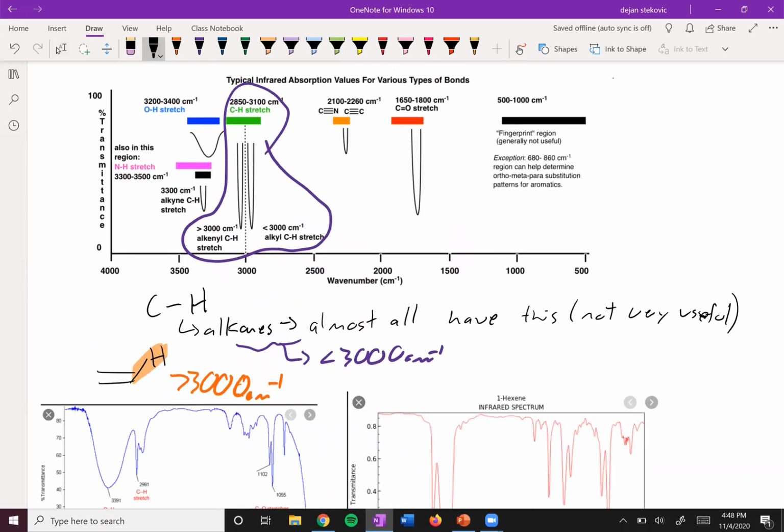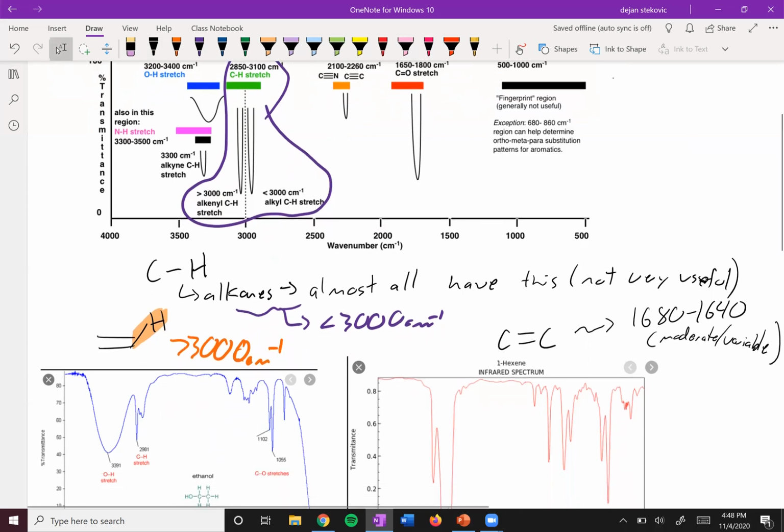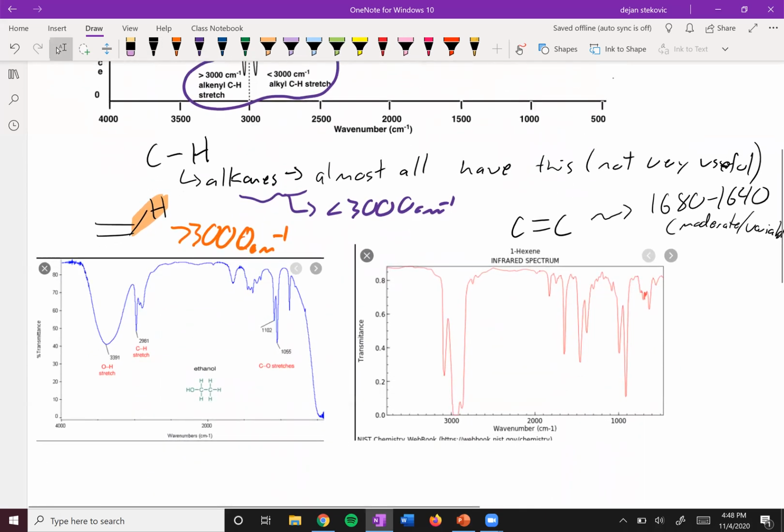In addition, the carbon-carbon double bond will also have a peak from about 1680 to 1640. However, this peak is moderate/variable. And so it's not all that useful because it can get a little bit tricky. So I wouldn't rely on that too much. But this whole alkyl versus alkenyl CH bond is somewhat useful.